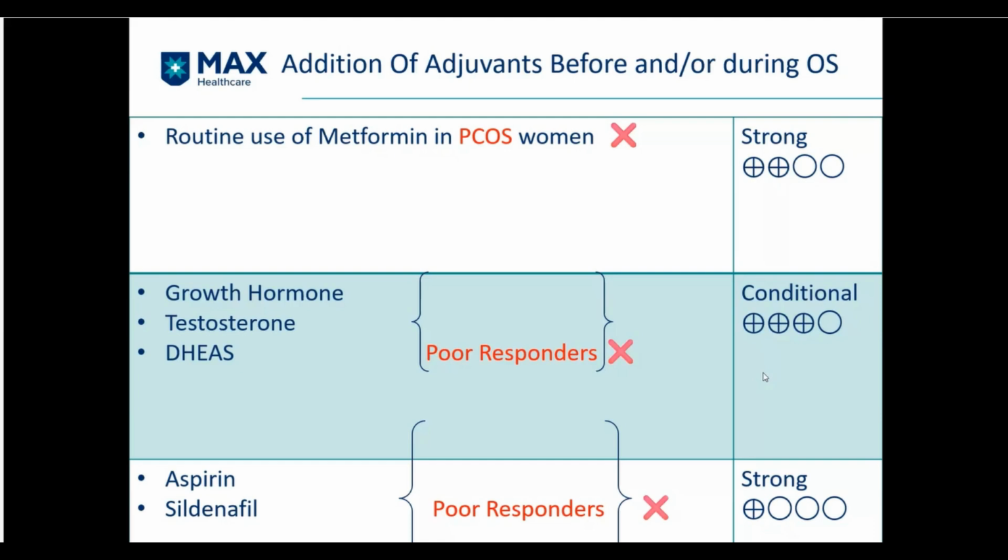Okay, so now coming to the adjuvants, we all as practitioners give a lot of metformin. However, the evidence says that routine use of metformin in PCOS women is not to be recommended. Metformin is to be given especially in conditions where the patient is obese, where the BMI is more than maybe 27, 28, where there is an impaired GTT, or there is a family history of diabetes in the patient, or she is not responding to the ovulation induction drugs.